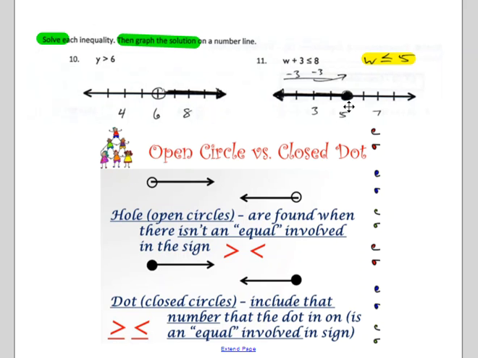Okay, W can have a value of 5. That would make this true. Or it can be anything less than 5, because those would still make this true. Notice 6 would not work, because that would be 9. 7 would not work, because that would make this 10. All right, so we're showing a solution set for the values that solve our inequality. That is how you do 10 and 11.